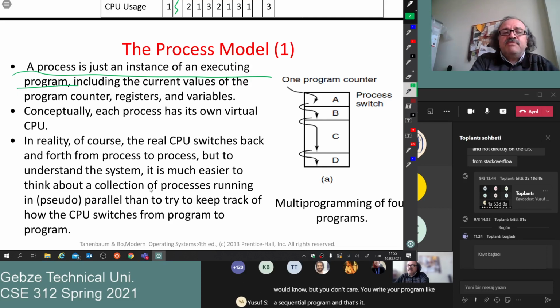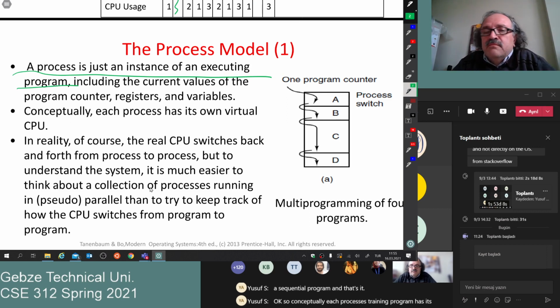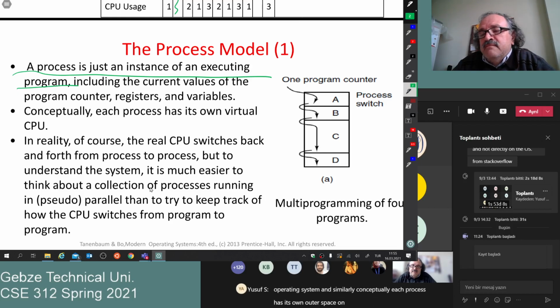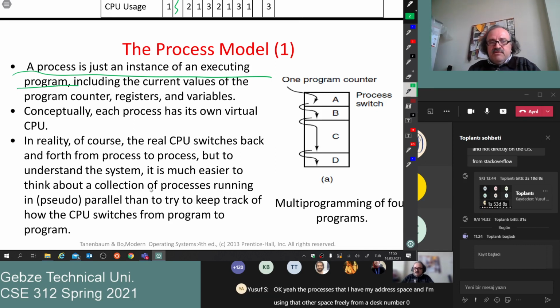Okay, so conceptually, each process, each running program has its own virtual CPU, because of the abstraction of the CPU done by the operating system. And similarly, conceptually, each process has its own address space on memory. The process says that I have my address space, and I am using that address space freely from address number 0 to some large number.